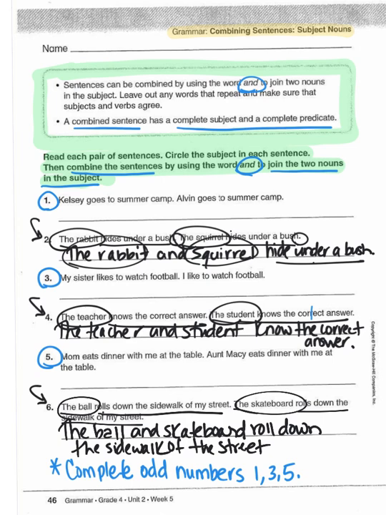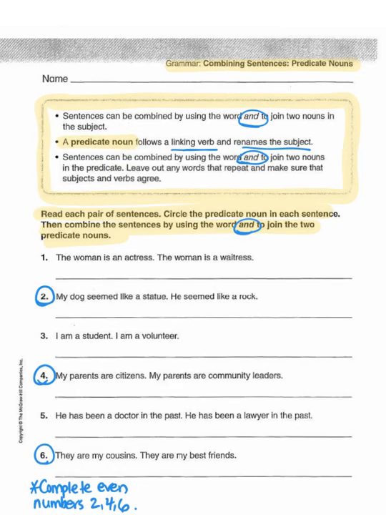Okay, so kiddos, you are going to complete numbers 1, 3, and 5 doing the same thing that Mrs. Long did in numbers 2, 4, and 6. We're going to be doing combining sentences, but we're going to be looking at predicate now. Take a look at our next page. Again, I've highlighted and underlined a few things and circled a few things for you. So if you take a look, as I told you, we're going to be focusing on combining sentences, but this time we're going to be looking specifically at predicate nouns.